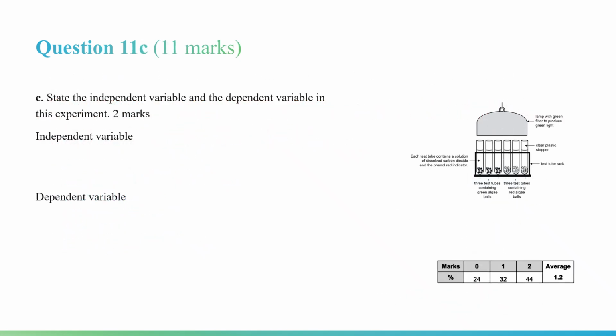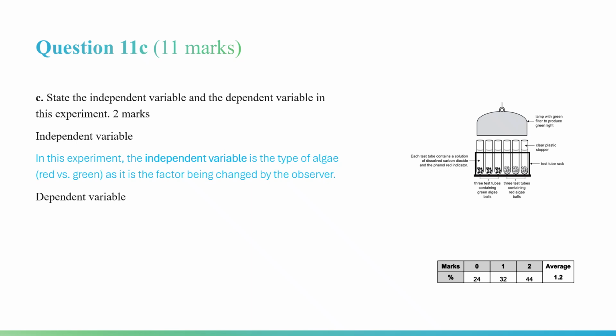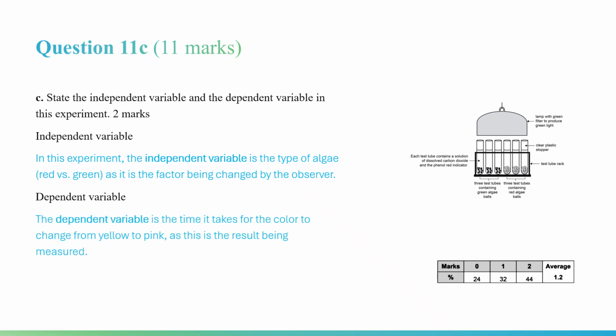In this experiment, the independent variable is the type of algae, red versus green, as it is the factor being changed by the observer. The dependent variable is the time it takes for the color to change from yellow to pink, as this is the result being measured.